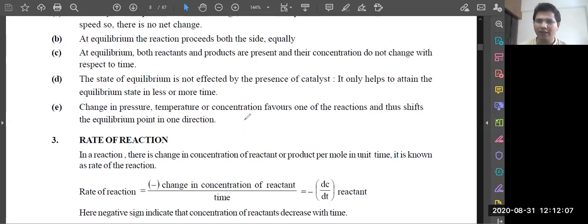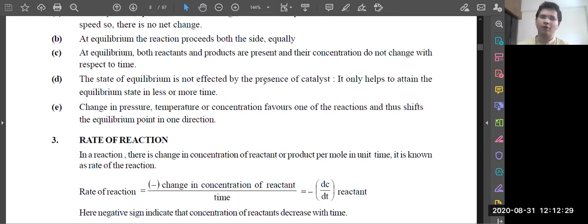So obviously minus dC by dt just suggests that the concentration of reactant is decreasing, but rate of reaction should be positive. That's why we multiply by a negative sign. Okay, everyone? Understood, everyone? Tell me, understood?